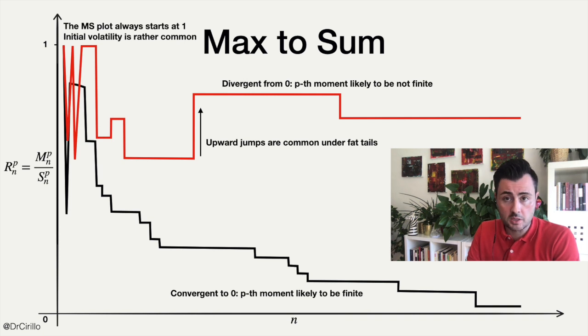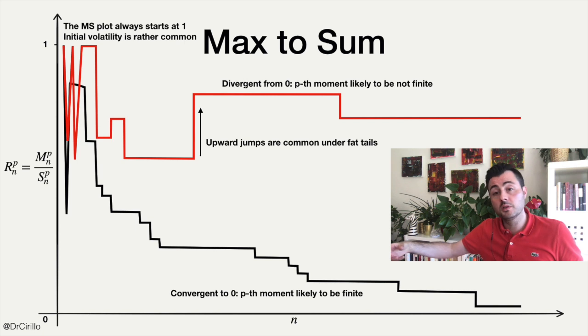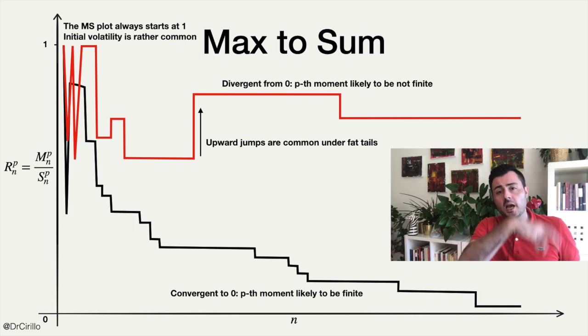And what happens? I can build a plot in which on the x-axis I put the number of observations I'm considering, so n, from 1 to the actual number, and on the y-axis, I can put the ratio R_n^p. Now, if the moment of order p is finite, I will see that for the number of observations growing, the ratio will decrease and will tend towards 0. So initially, I may have some oscillations because obviously I'm just considering a few observations, but the more observations I'm considering, the more the ratio will tend to 0.